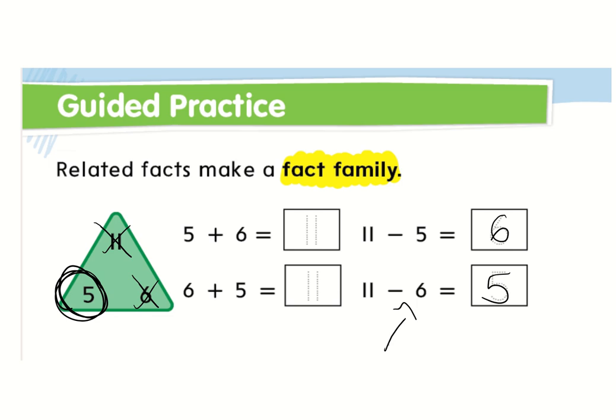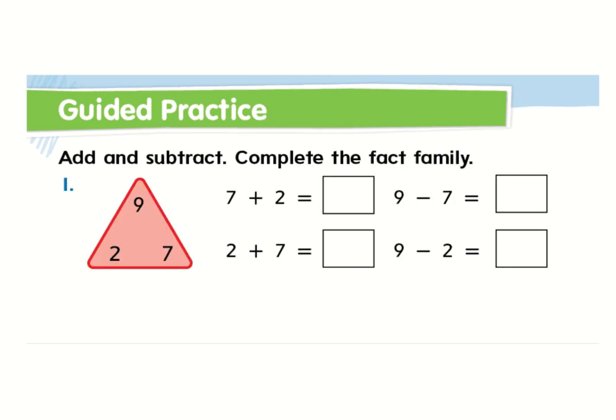Let's do one more, boys and girls. I'm going to let you guys get started here today. So we have to add and subtract and complete the fact family. This is the last one we're going to do. So we've got the numbers 9, 2, and 7. Remember, you can't just start off by going, okay, I want to start with 9 plus 2. That's not how it's going to work.